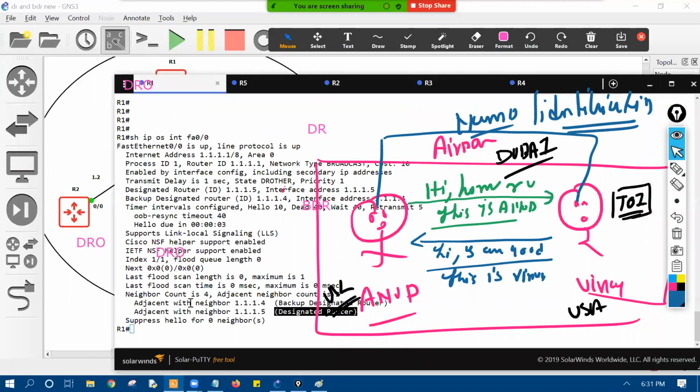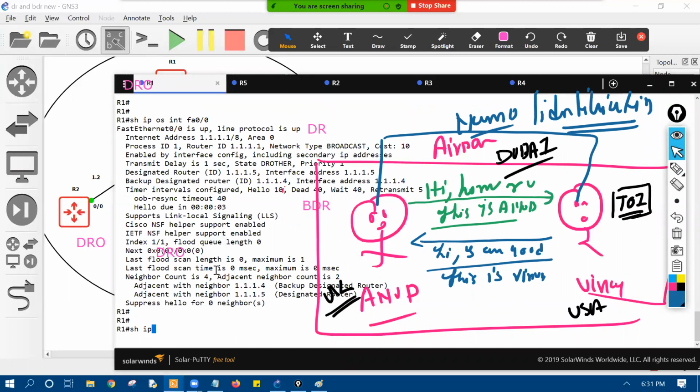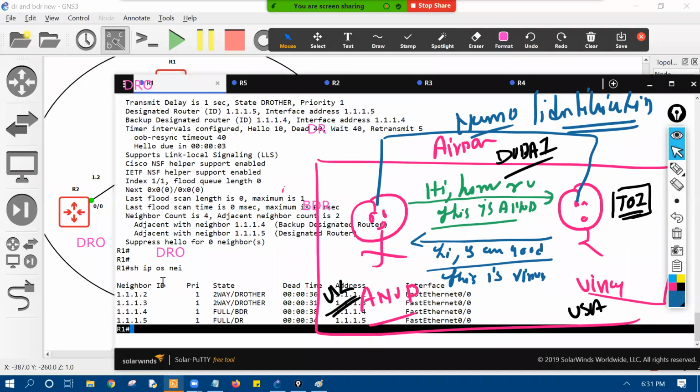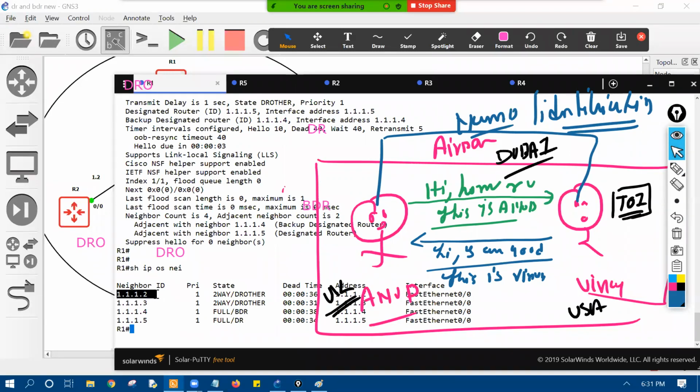Right now, on R1, show ip ospf neighbor. The R1 router is forming neighborship with 1.2 and 1.3. Just identification.